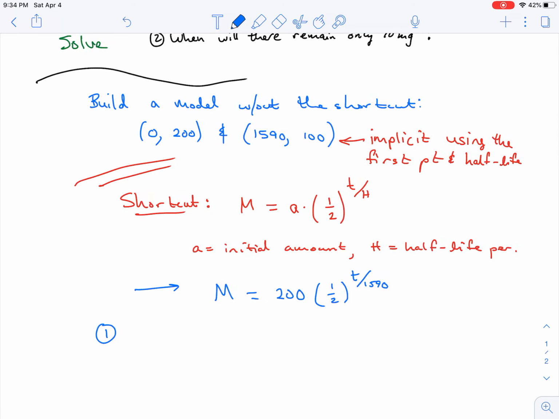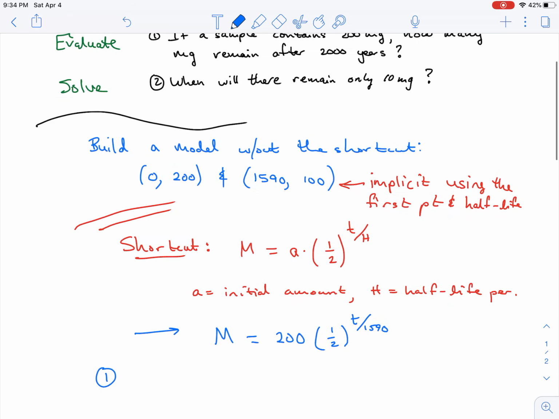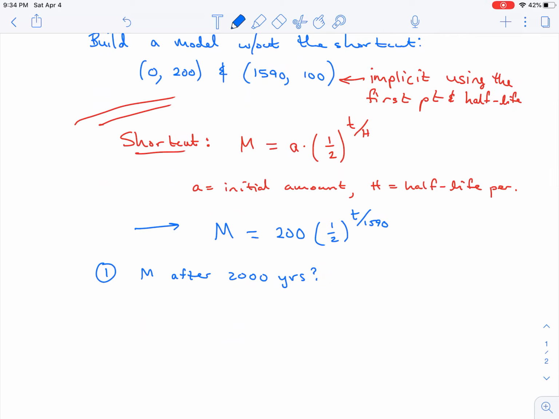Now task 1 is to find how much mass remains after 2,000 years. So we'll just plug in 2,000 for t. This gives us m is 200 times 1/2 to the 2,000 divided by 1590. Punch that into a calculator and you get 83.63 milligrams.